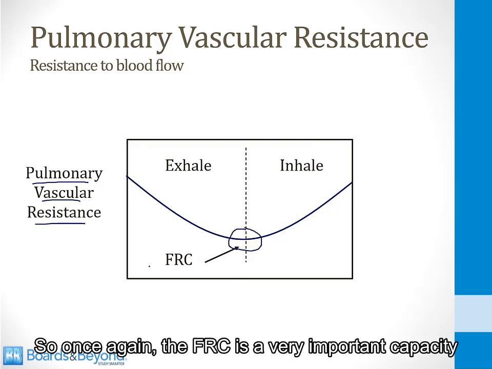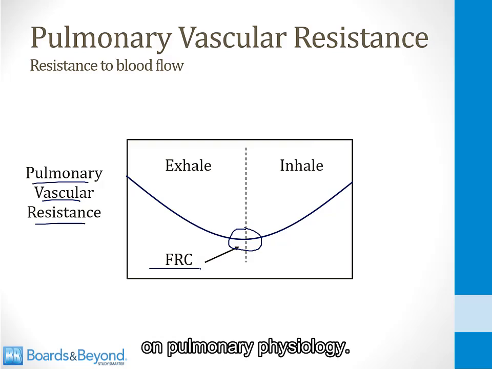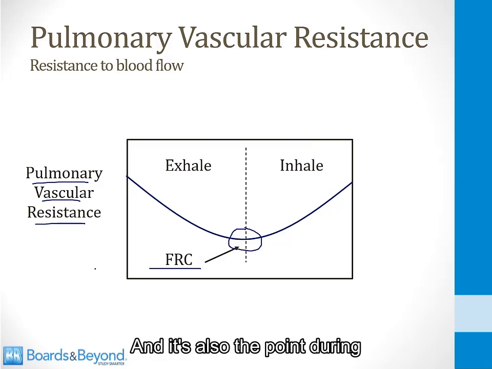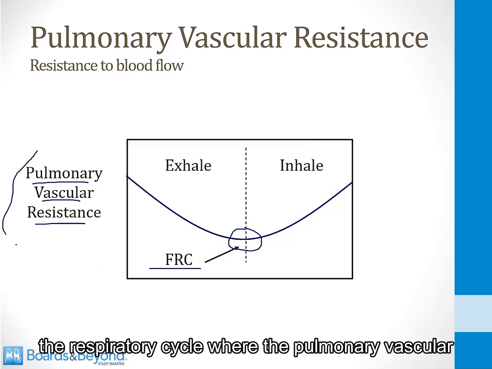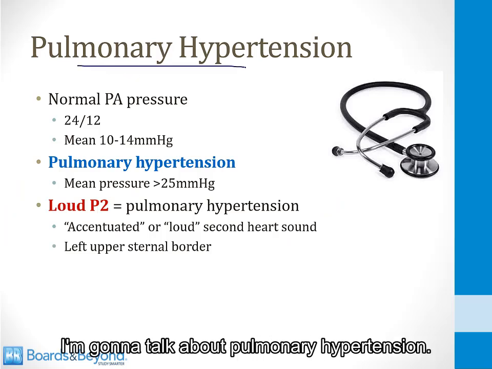So once again, the FRC is a very, very important capacity in our lungs. I talk about this quite a bit in the video on pulmonary physiology. It's a point where the tendency of the airways to collapse is perfectly balanced by the tendency of the chest wall to expand. And it's also the point during the respiratory cycle where the pulmonary vascular resistance is lowest. For the rest of this video, I'm going to talk about pulmonary hypertension.